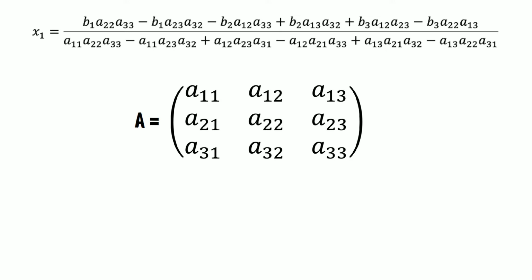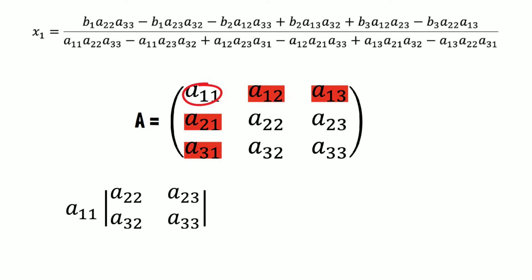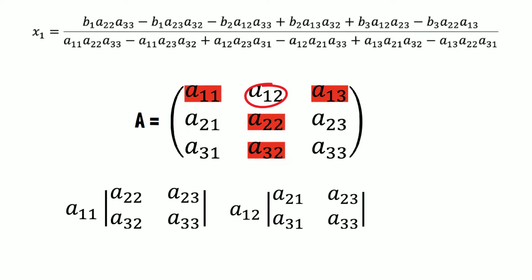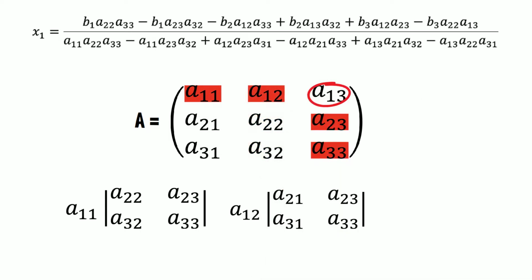Let's first have a look at A11. We multiply entry A11 with the determinant of order 2 that we find by removing the first row and the first column of matrix A. Now we have a look at A12. We multiply entry A12 with the determinant of order 2 that we find by removing the first row and the second column of matrix A. Finally, we look at A13. We multiply entry A13 with the determinant of order 2 that we find by removing the first row and the third column of matrix A.